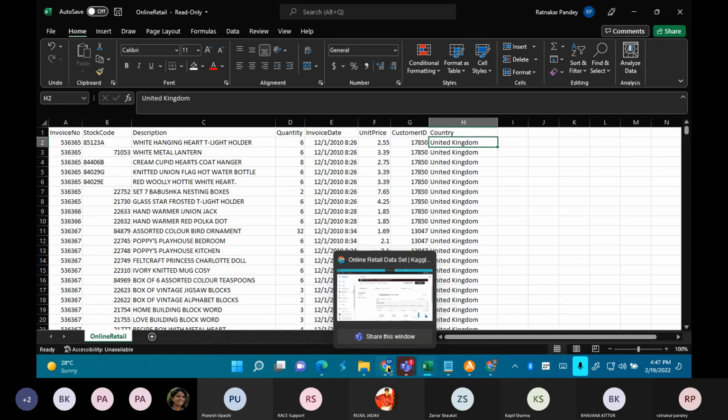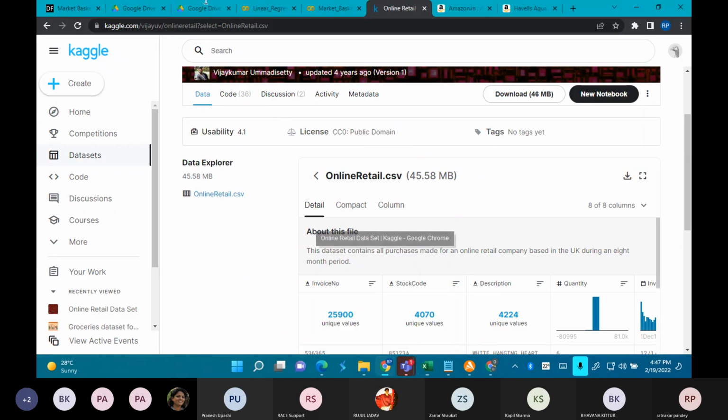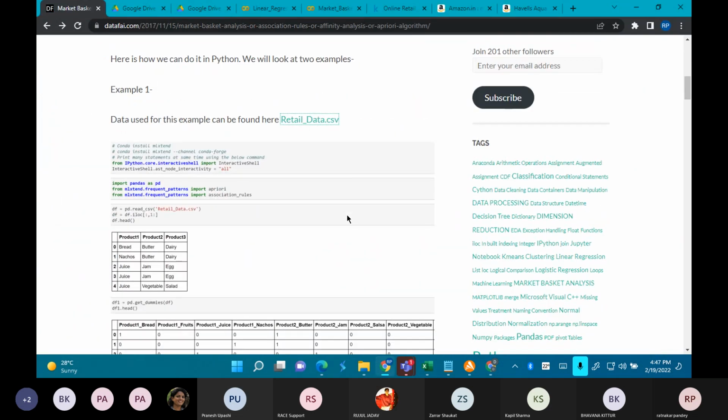What you're going to do over here is some cleaning up on the data, which is again there on my blog. So don't do anything different over here.